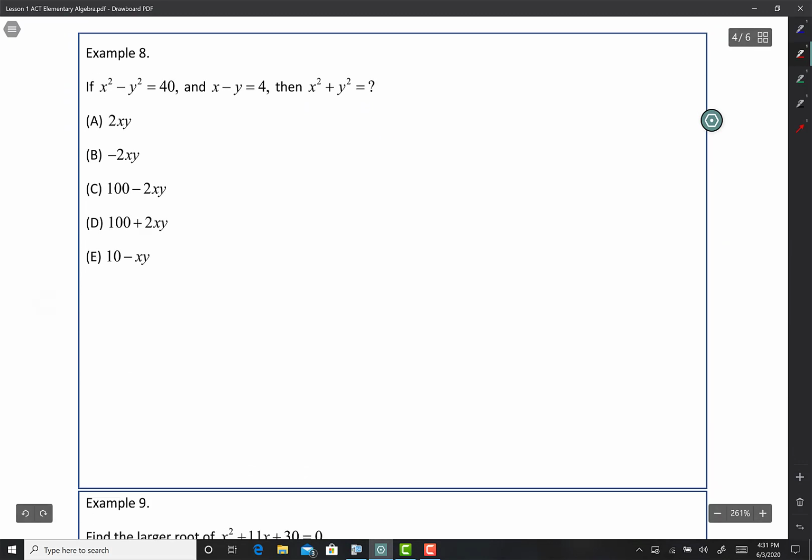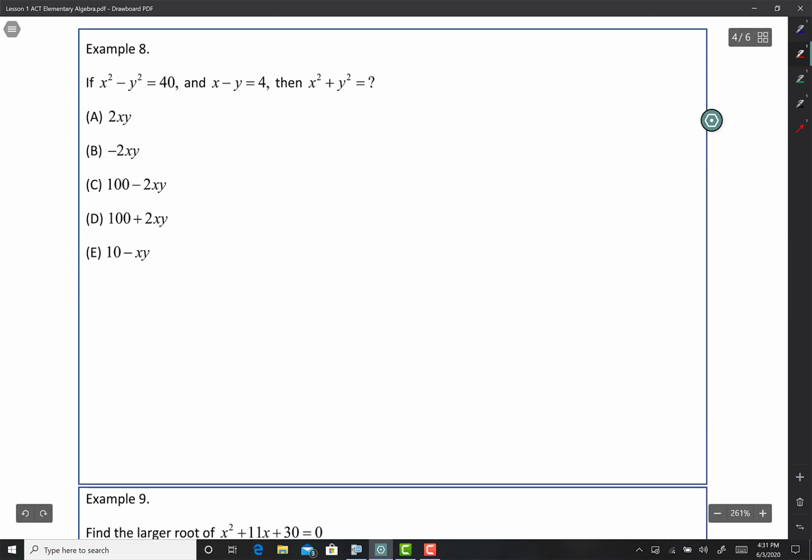Ooh, this one looks nice. It looks like it's going to be fun. X squared minus y squared equals 40. X minus y equals 4. Then x squared plus y squared equals. Okay. I see the A, B, C, D, E, and they could have very easily have shown just numbers instead of X, Y. This expression will have a specific X value and a specific Y value, but they chose not to go that route. This is the key.